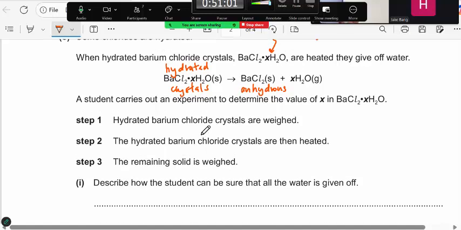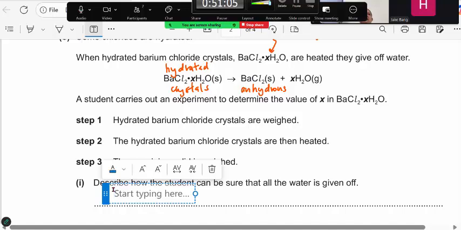How can you be sure all the water is given off? What must you do? You heat it, and then how do you know all the water is gone? You heat, then weigh, and then after that, heat again and weigh until the mass doesn't change, until it remains constant. Okay, reheat and reweigh until a constant mass is reached.